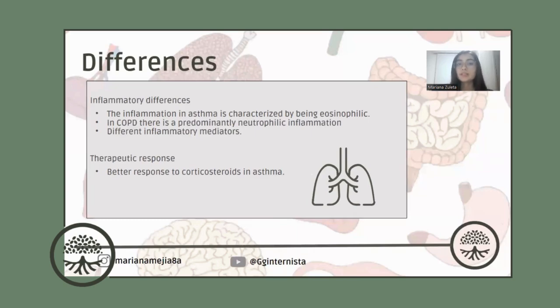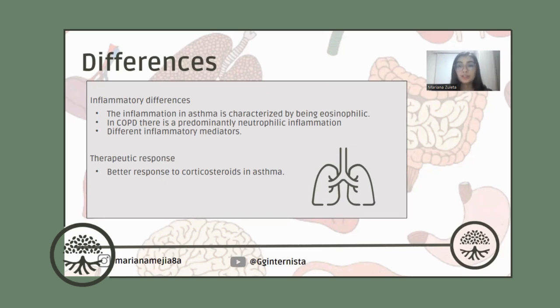Now the inflammatory differences. Inflammation in asthma is characterized by being eosinophilic, directed by Th2 lymphocytes. This inflammation affects all the airway and does not involve the lung parenchyma. A characteristic lesion produced by eosinophils is generated, which is the thickening of the airway epithelium. On the contrary, COPD has a neutrophilic inflammation. There is a clear increase in activated macrophages in the lung parenchyma, and the predominant lymphocytes are the CD8 type and not the CD4 type like in asthma.